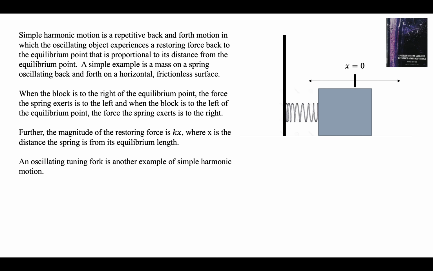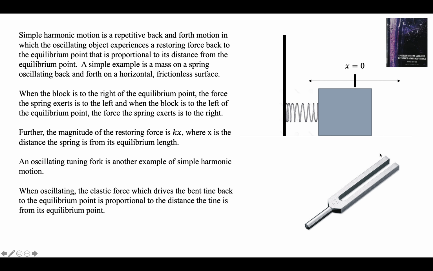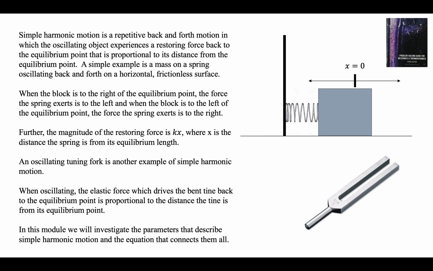An oscillating tuning fork is another example of simple harmonic motion. These are the two tines. As the tine gets farther and farther bent, the force restoring it gets bigger and bigger. In this module, we're going to investigate the parameters that describe simple harmonic motion: period, frequency, angular frequency, time, and the equation that connects them all.